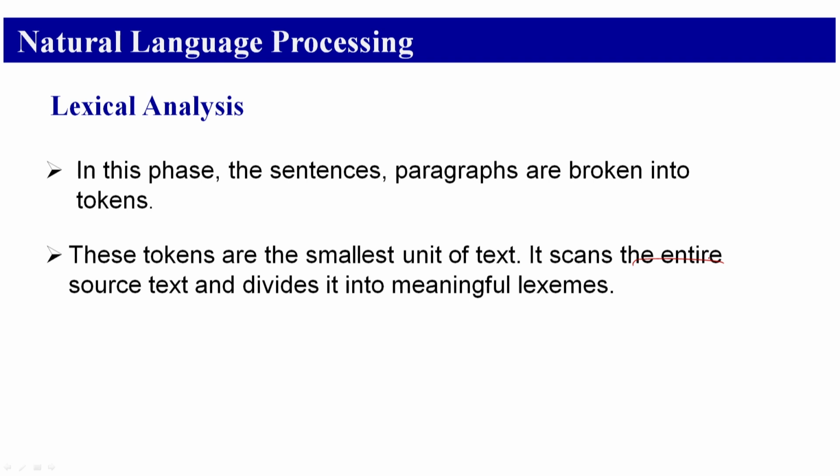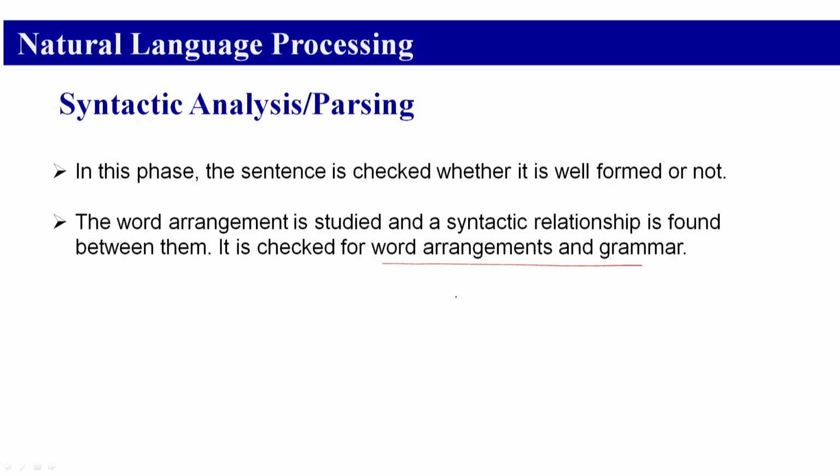You have to scan the entire source text and divide it. And when it scans the entire text, it will find many useless things. Useful or meaningful things will be less. That is what it has to do. It has to separate the meaningful things from the meaningless things, and that is why we need to divide the text into different tokens. This is the first step.